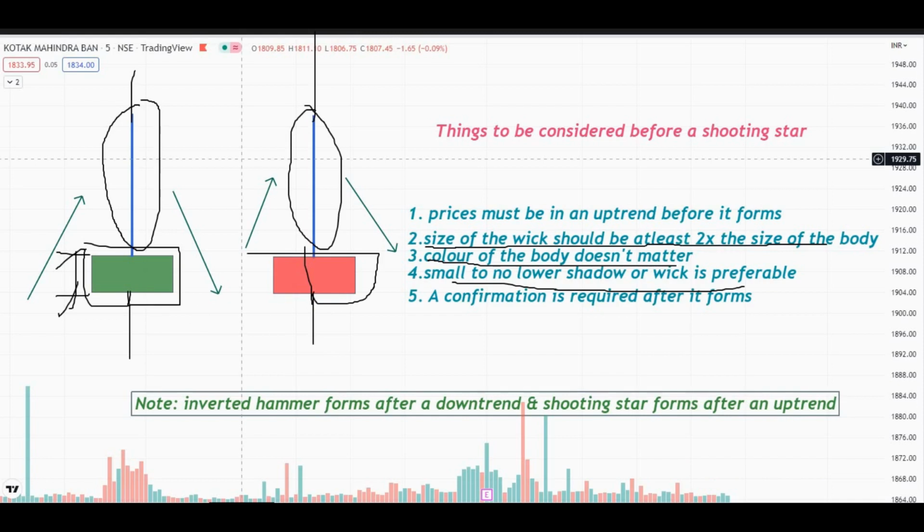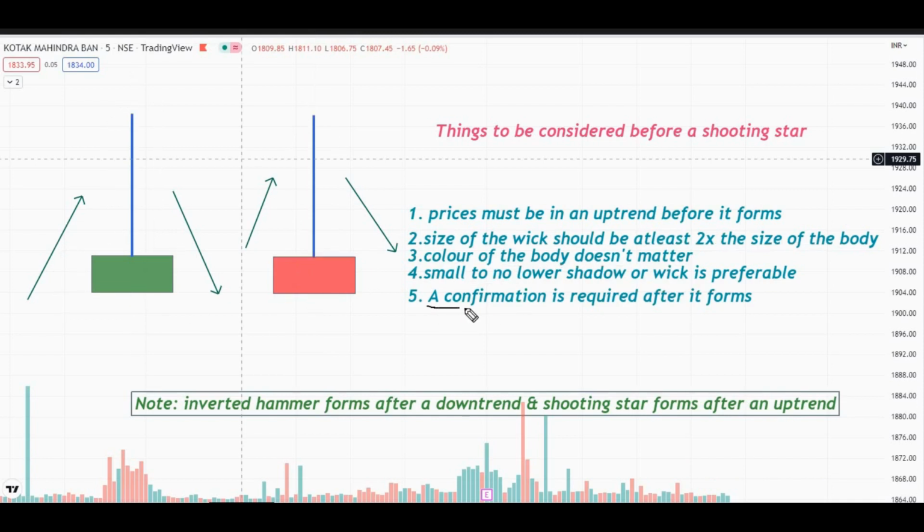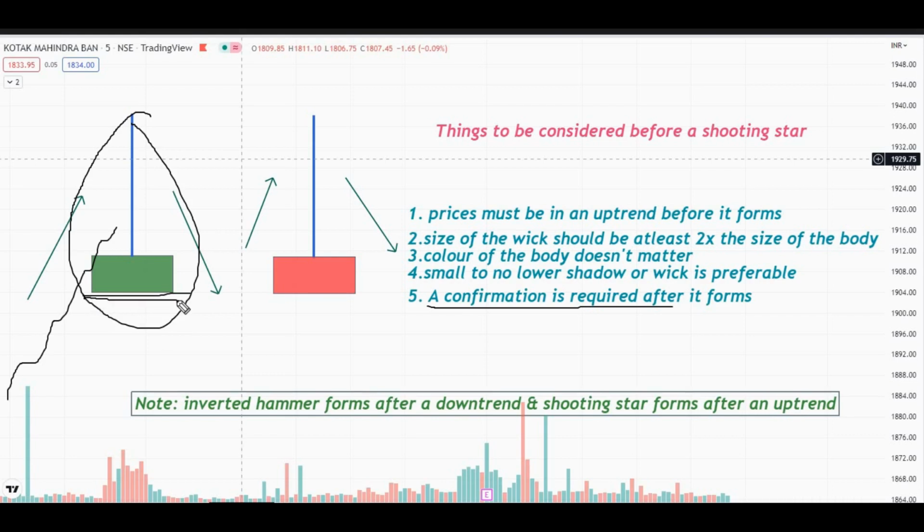Next, a confirmation is required after it forms. Remember, we don't only trade based on candlestick chart patterns. If prices are in an uptrend and then a shooting star forms, then we will take entry after the low of this candle is broken. This is the confirmation. If the low of this candle is not broken, we will not take our entries.